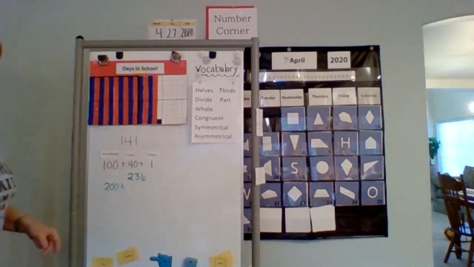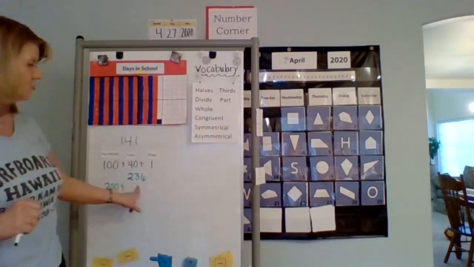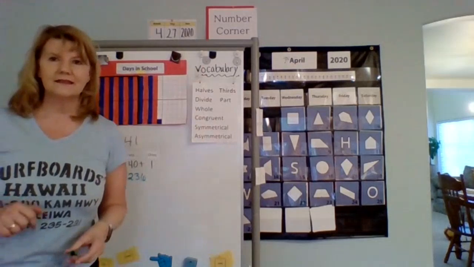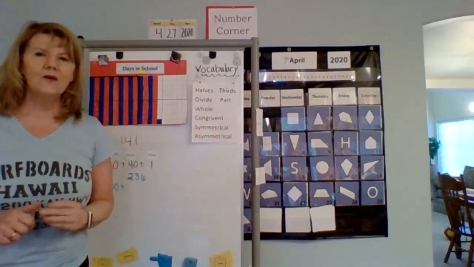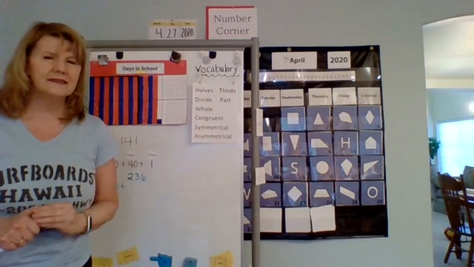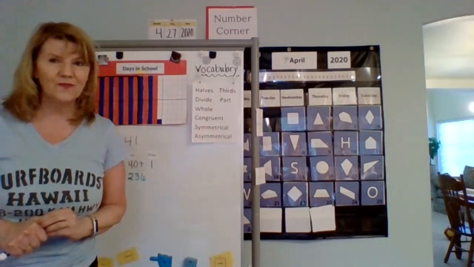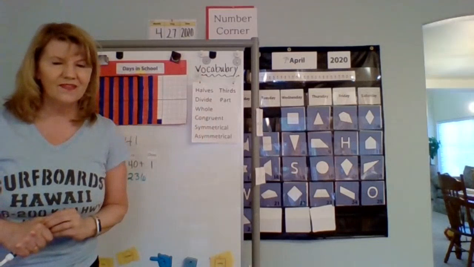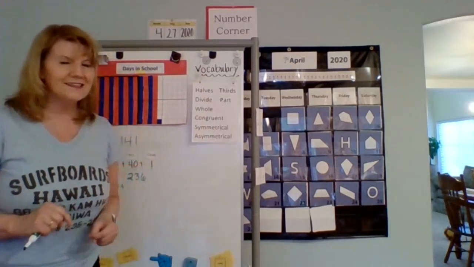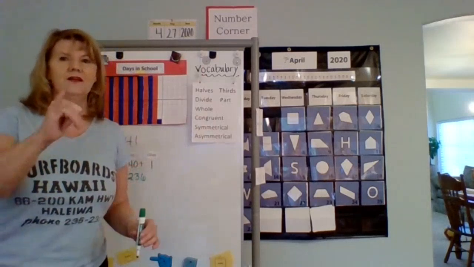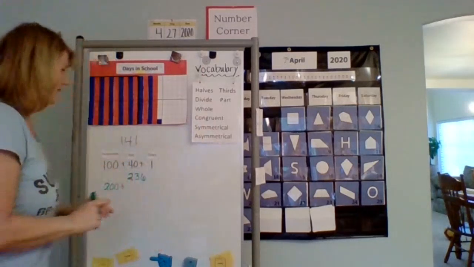And how many tens do we have in 236? We have 3 tens. So how would I write 3 tens? Turn and tell your partner. 30. You're right. If you got that right, I want you to let me know. Me too. Okay?